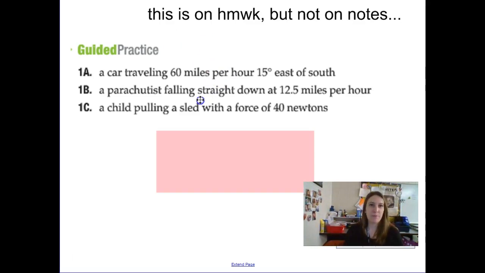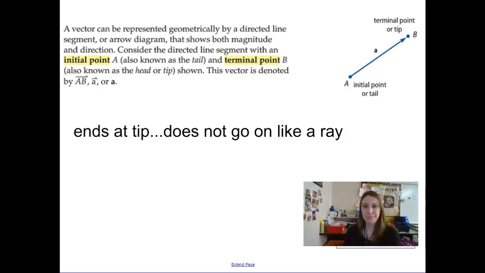This again is on the homework, but it's not on your notes. So if you're looking at your notes, you're not going to find this part. A car traveling 60 miles per hour, 15 east of south. So this is our direction. This is our magnitude. So we have a vector. All right, so stuff like that. I'm going to move on.